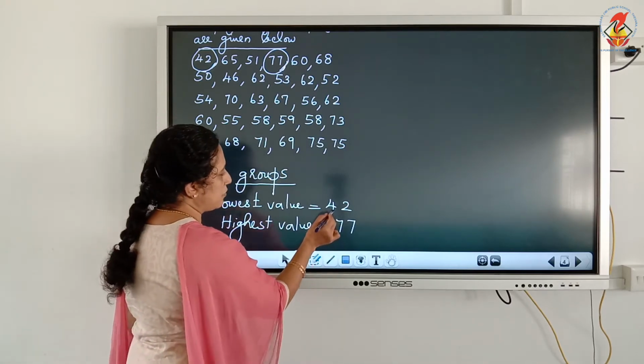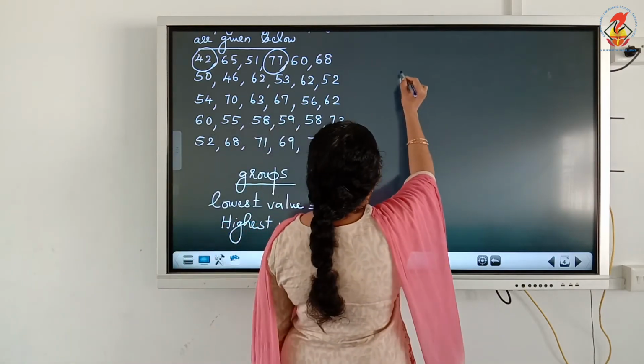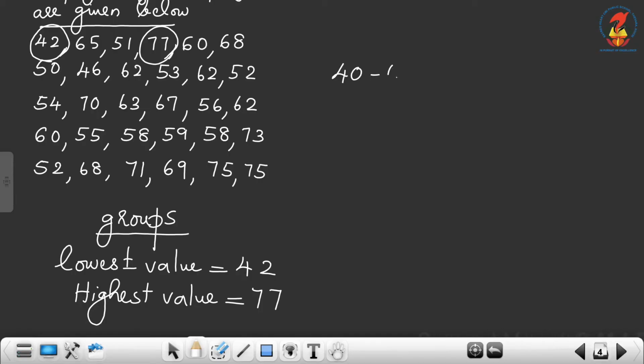Now, the lowest value is 42, so we can start from 40 onwards. We can write one group as 40 to 50. Then the second group we can take as 50 to 60, then the third group 60 to 70, then the fourth group 70 to 80. Now the lowest value as well as the highest value are included in these groups, and all other observations are also included.